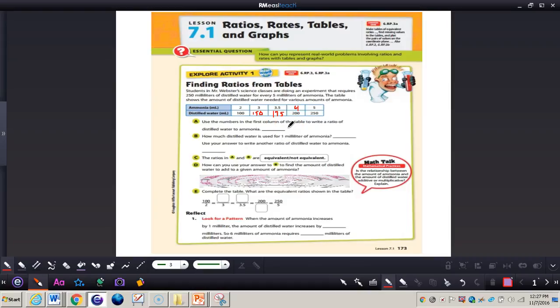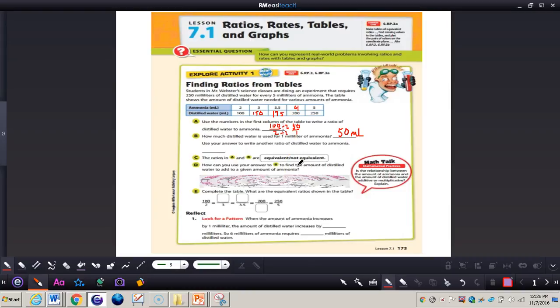And it says in letter A, use the numbers in the first column of the table to write a ratio of distilled water to ammonia. So we could see this ratio would be distilled water will be the top. Ammonia would be 2 for the bottom there. All right, so how much distilled water used for 1 milliliter of ammonia? What we can do is divide both top and bottom by 2. You can see that gives us a unit rate of 50 to 1. Okay, so we could write in 50 milliliters here.